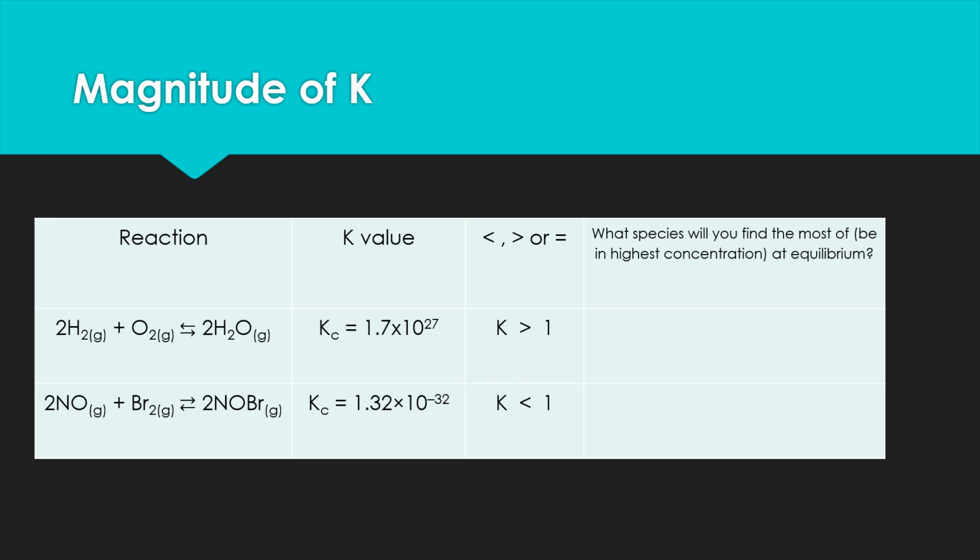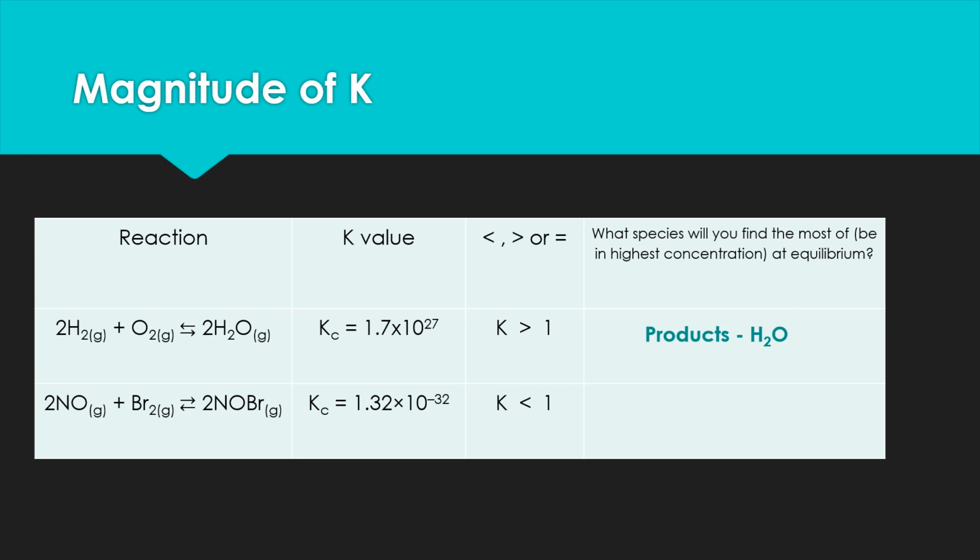We can see our equilibrium constant is 1.7 times 10 to the 27th power. That value is greater than 1. So that means, to be greater than 1, you would have to have a larger numerator. Since our numerator is the products, we have to have the products being in a larger quantity. So our highest concentration in equilibrium would be our products, or water in this case.